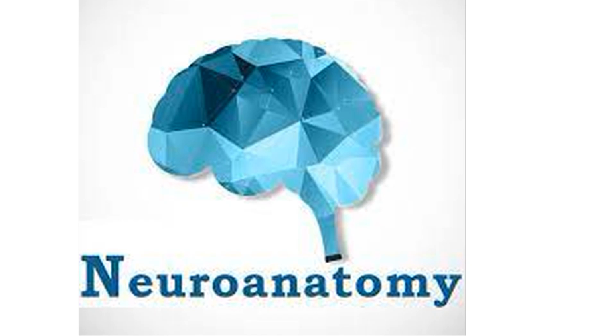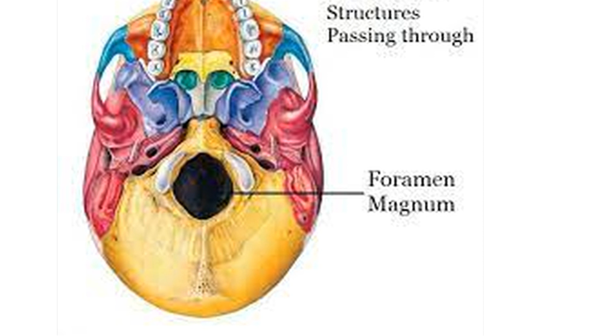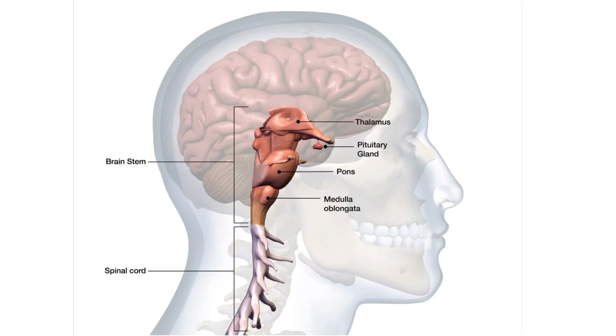We were learning neuroanatomy. We learned about some basic concepts of neuroanatomy in my previous lecture, and in this lecture we will learn about the spinal cord in some detail. This is the base of the cranial cavity, and this is the foramen magnum, and this foramen magnum gives the exit to the spinal cord as a continuation of the brain.